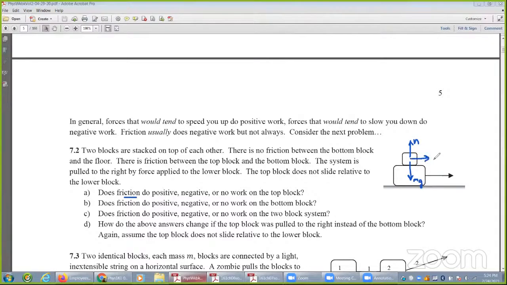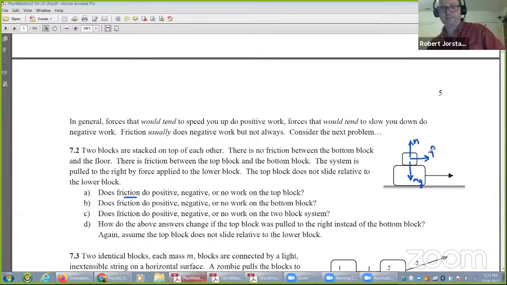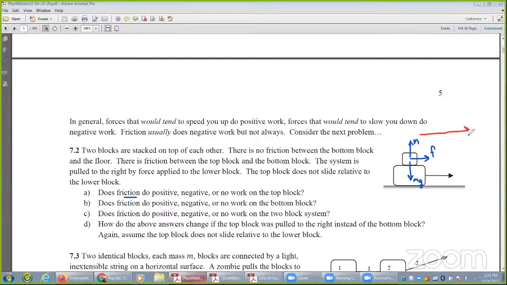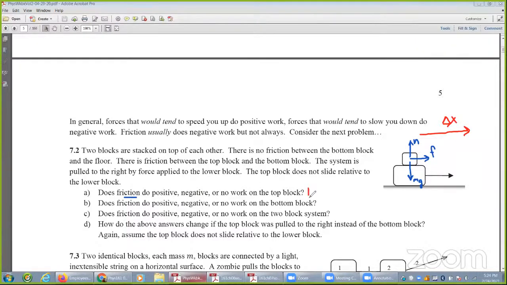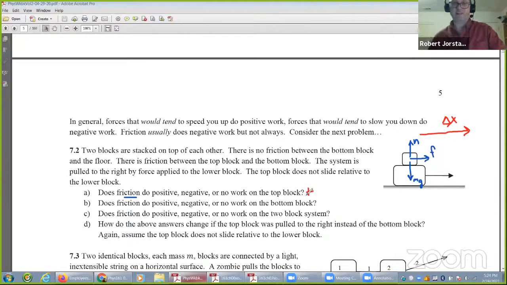Which way is this upper block being displaced? To the right. Is the work positive or negative? Positive. There's a simple example. And this actually is very similar to the car tire one, right? So what we see, let's keep going.